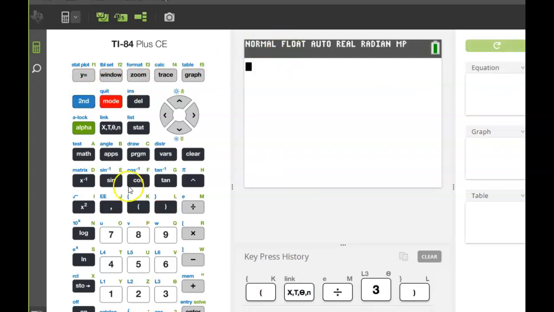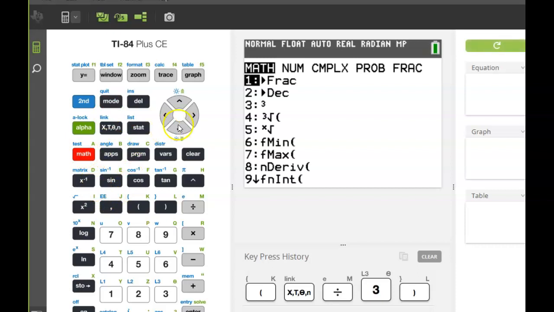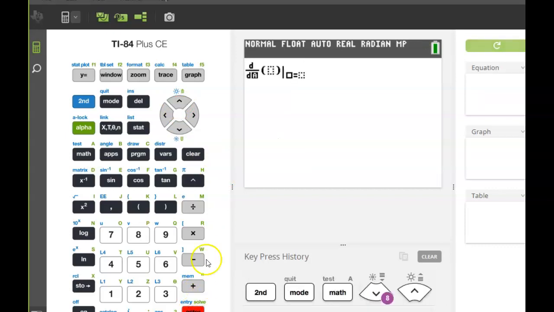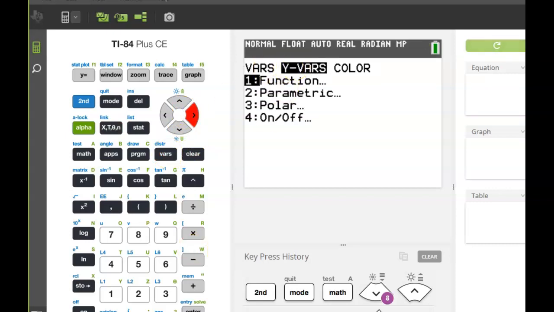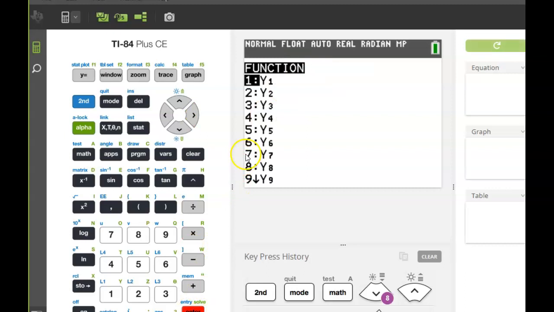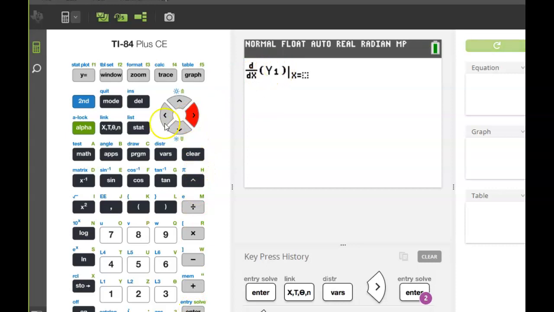Go to a blank screen. Go to math. And this time, instead of option 9, we want the derivative, which is option 8. We haven't done this one in a long time. Now we are doing things in terms of x, so we should have d dx. And you could type the equation in here, but we typed it into y1, so remember the vars button. Go over to y vars, select option 1 for y1. And then I want to figure out what is the derivative at 4. Hit enter. There you go, you're done.